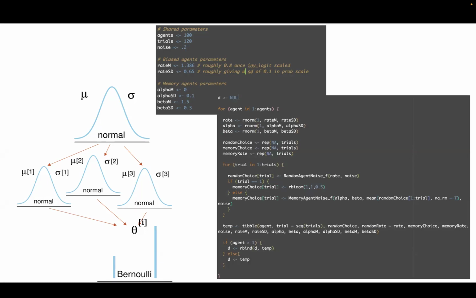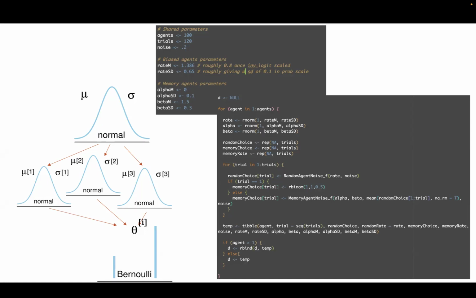Then I simulated, for each agent from 1 to the number of agents, 100: generate a rate from the normal distribution with a mean of rate mean and a standard deviation of rate. Generate a bias for the memory agent from the bias mean and the bias standard deviation. Generate a beta for the memory agent from the beta mean and the beta standard deviation. Initialize 3 vectors with NAs, with 1 NA per each trial.